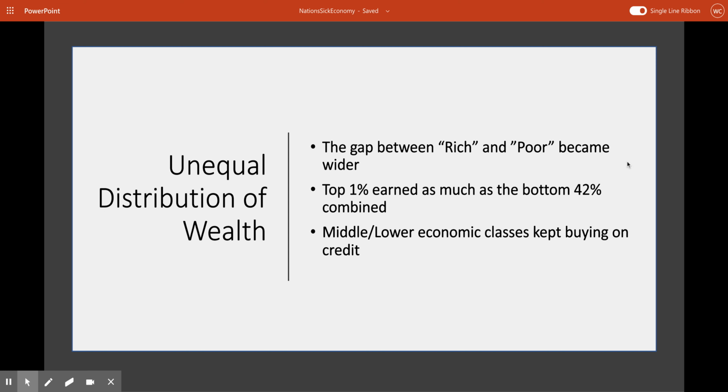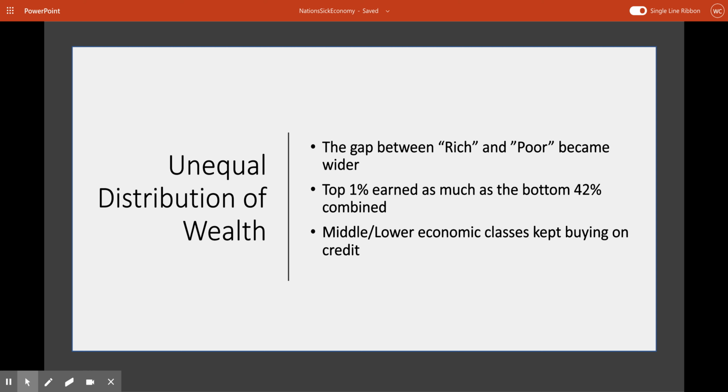The second main cause of the Great Depression was this unequal distribution of wealth. Basically, the gap between the rich and the poor during the 1920s actually got bigger. Now, there's this misconception that in the 20s, everything was roaring, right? And everybody was doing great. Well, yeah, if you were at the top of the pile, you were doing fantastic. If you're at the bottom of the pile, you might have been doing a little bit better than you had before. But if you just come up one or two notches, you're still not really doing all that great, right?